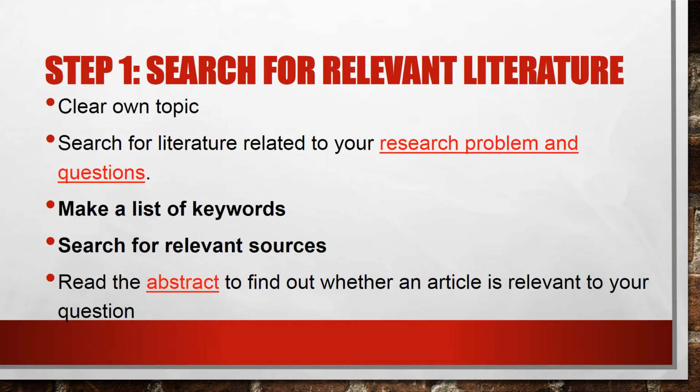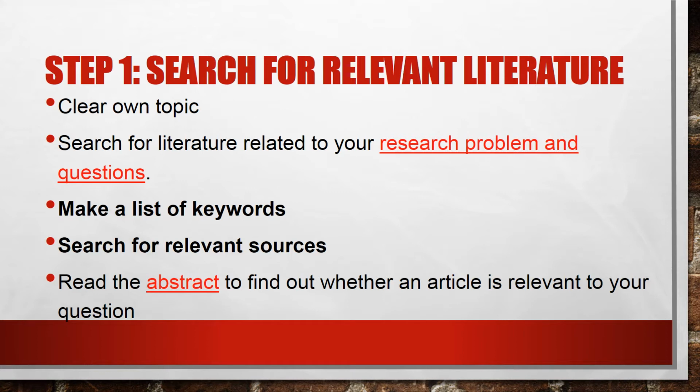Step 1. Search for relevant literature. Clarify your own topic. What is your topic? Why do you need to do it? Who is your focus group? How do you want to start? Search for literature related to your research problem and questions: make a list of keywords. Examples may be about wound infection in post-operative phases. For example, your literature needs to relate to wound, type of operation, and medical illness.